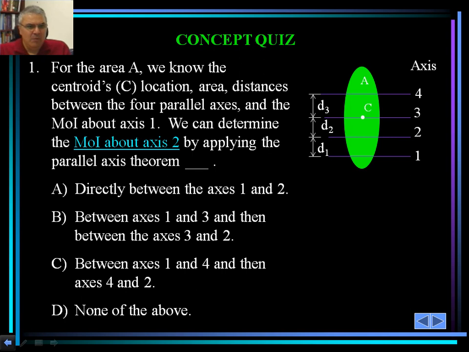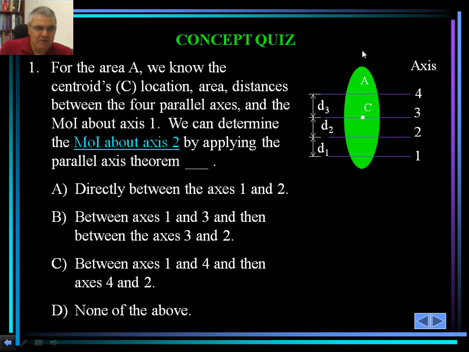For the area A, we know the centroid C location. This is an area. The area is like an oval. We know the centroid's location, area, distances between the 4 parallel axes, and the moment of inertia about axis 1. We can determine the moment of inertia about axis 2 by applying the parallel axis theorem. Again, this is a little bit tricky, but they're excellent questions for the short exams or quizzes.